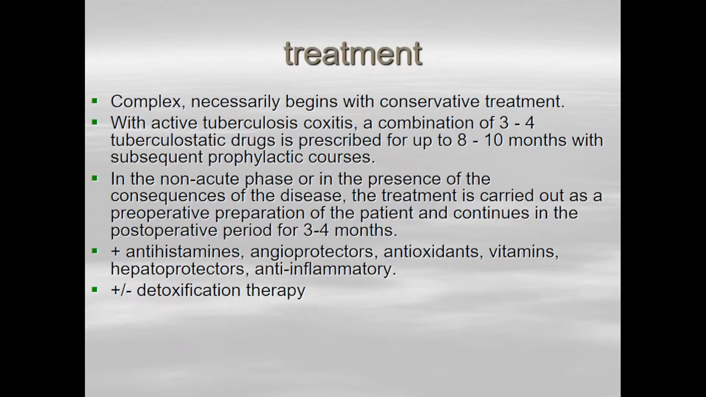Treatment. A complex begins with conservative treatment. In active tuberculosis, a combination of 3-4 tuberculostatic drugs is prescribed for up to 8-10 months, with subsequent prophylactic courses. In the non-acute phase, or in the presence of consequences of the disease, the treatment is carried out as preoperative preparation of the patients and continues in the postoperative period for 3-4 months.